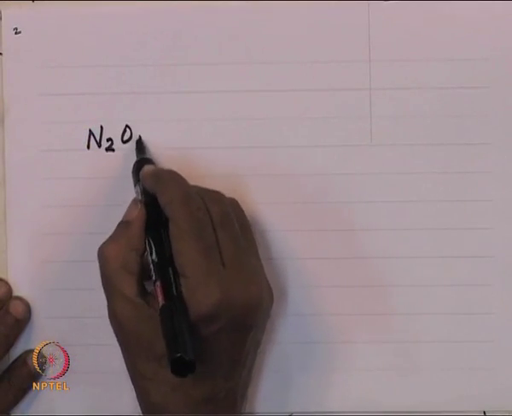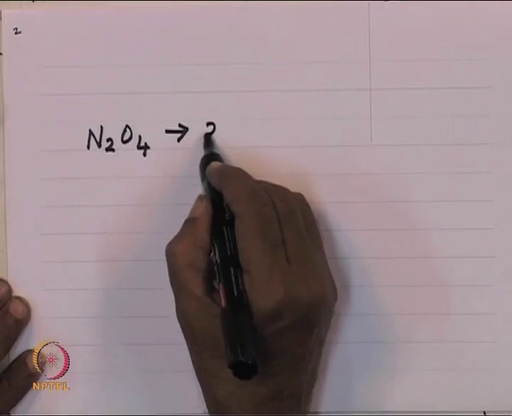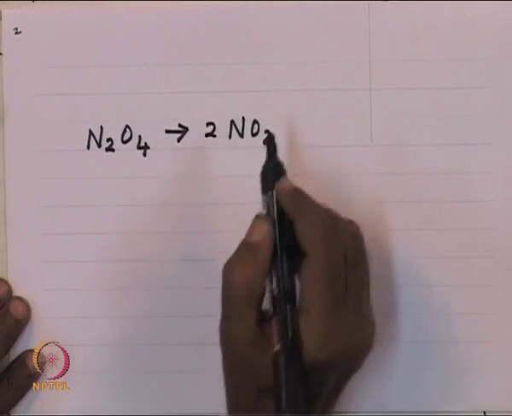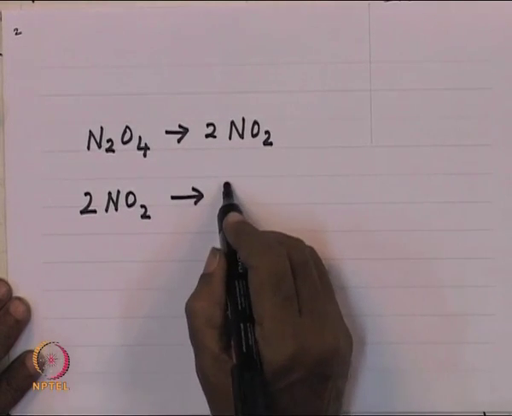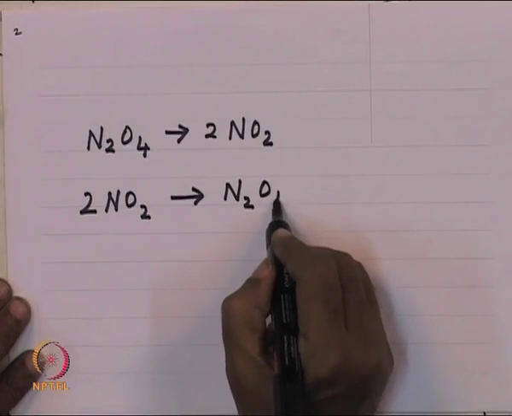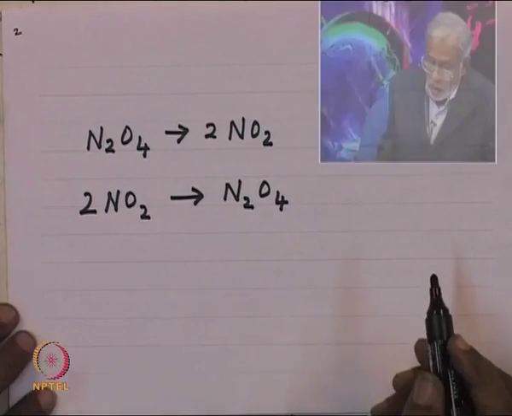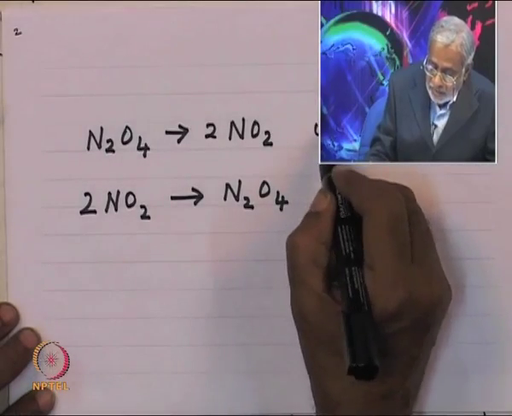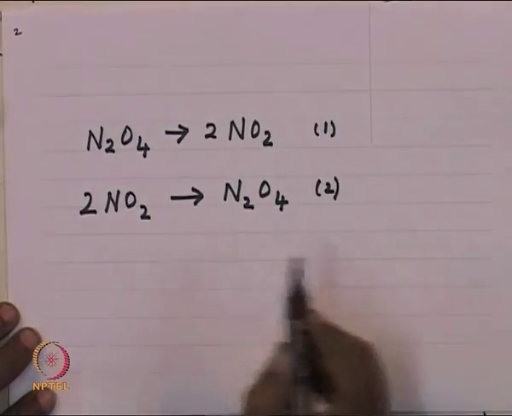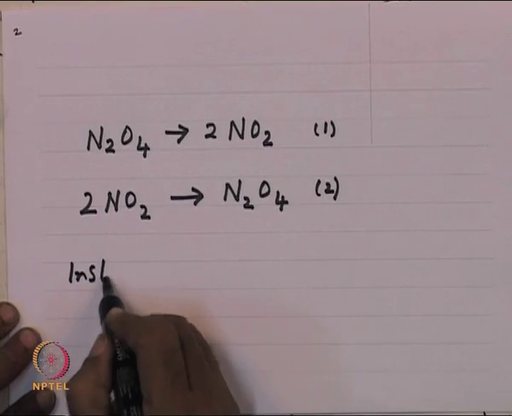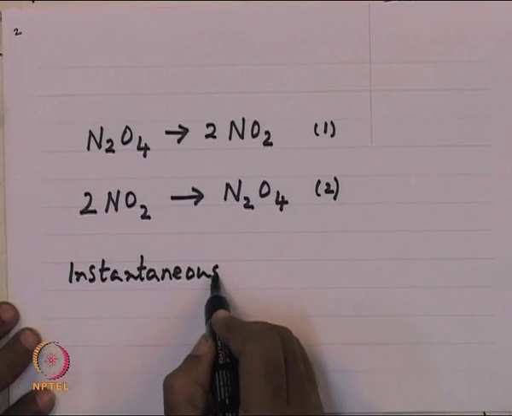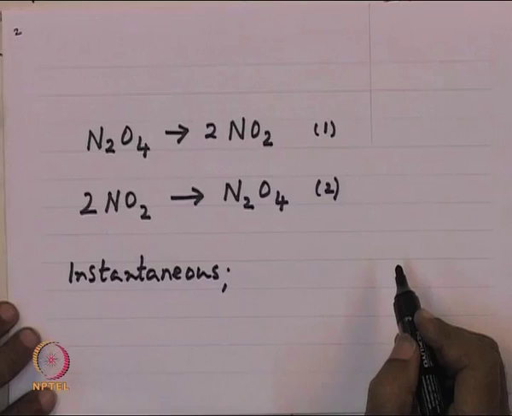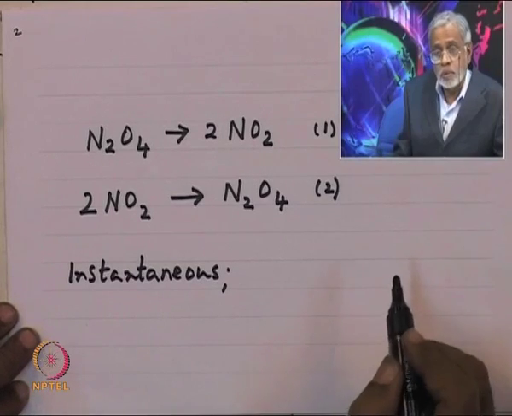You have N2O4 giving you twice NO2, and twice NO2 giving you N2O4. So, this is the reaction. Now, these two reactions, 1 and 2, they are considered to be instantaneous, in the sense that at any instant of time, N2O4 and NO2 exist in equilibrium.